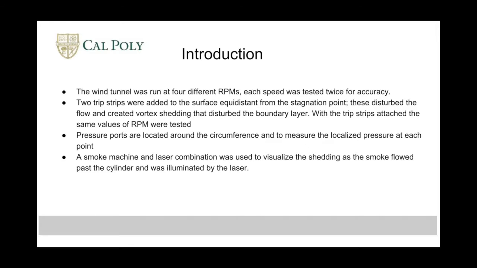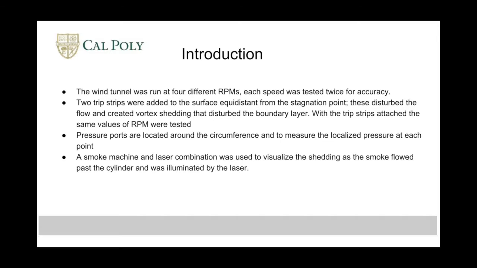After the data was taken for the standalone cylinder, 2 trip strips were added to the surface equidistant from the stagnation point. These disturbed the flow and created a vortex shedding that disturbed the boundary layer. With the trip strips attached, the same values of RPM were tested to ensure accuracy when comparing the boundary layer before and after the strips were added.